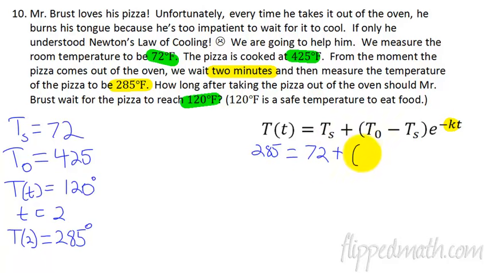How hot was the pizza at the beginning? The initial is 425. We're going to subtract the surrounding temperature, which is 72. And now we have times this by e raised to the k, we do not know what the material object is, times 2, because we're multiplying by 2 minutes. So after 2 minutes, t here, we have a temperature of 285. This will now let us solve for negative k.